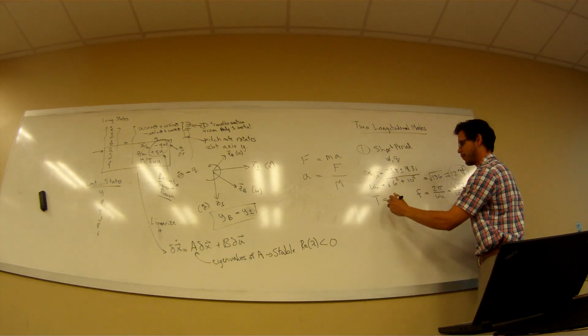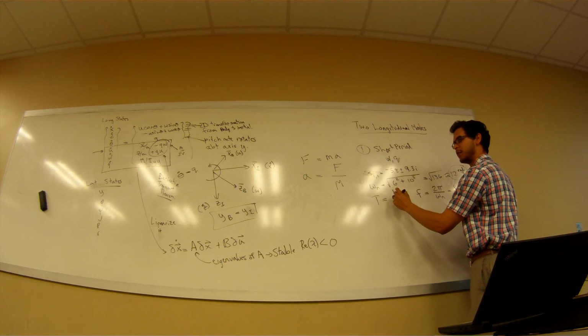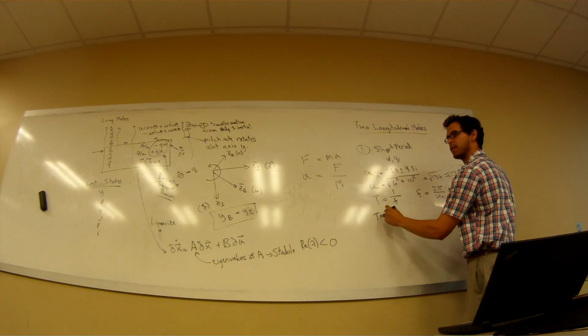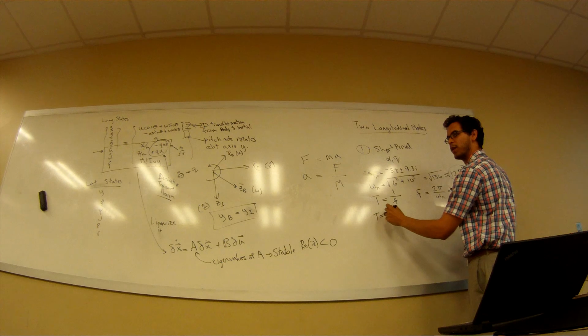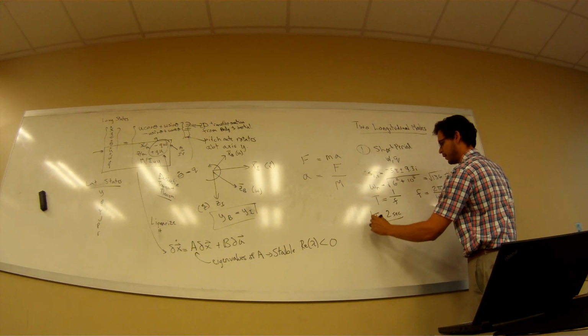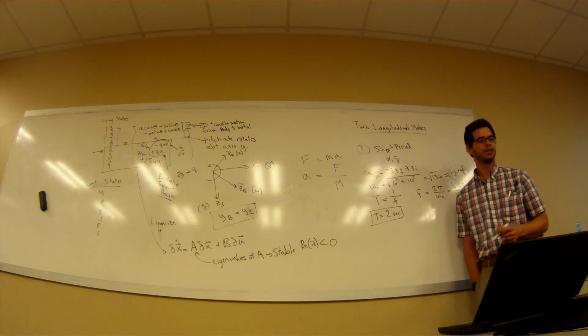Okay, so then how would I get period? Period is equal to 1 over frequency. So then T would be what? 1 over 1/2? 2 seconds. Okay. So that means the period of my oscillation is 2 seconds.